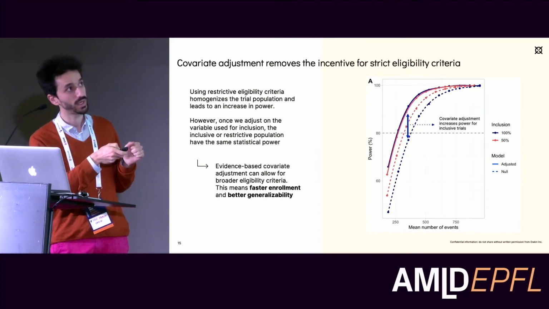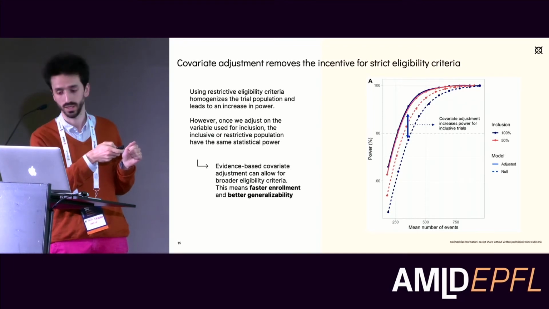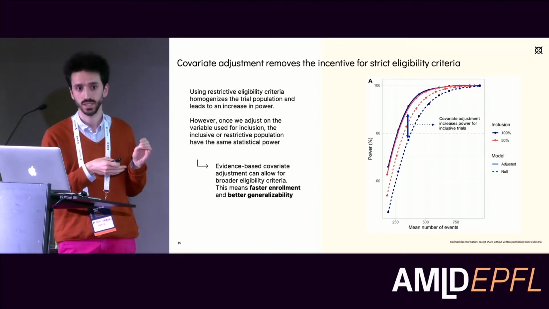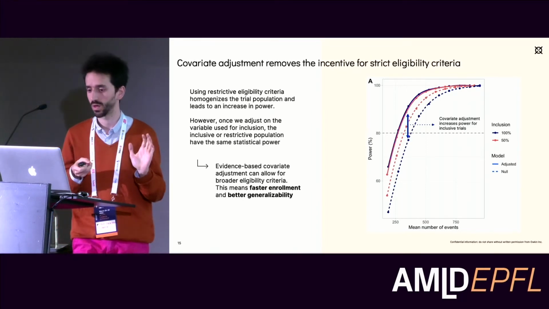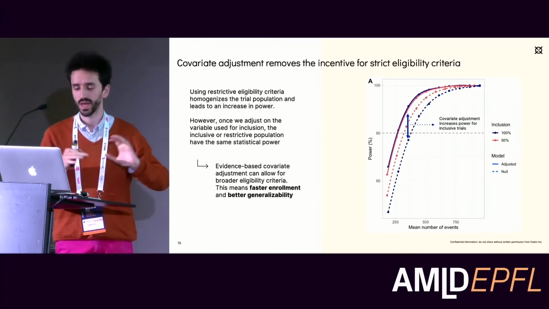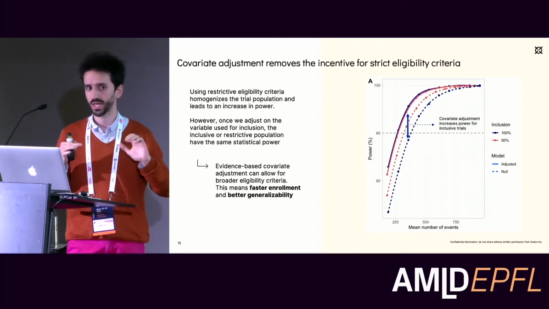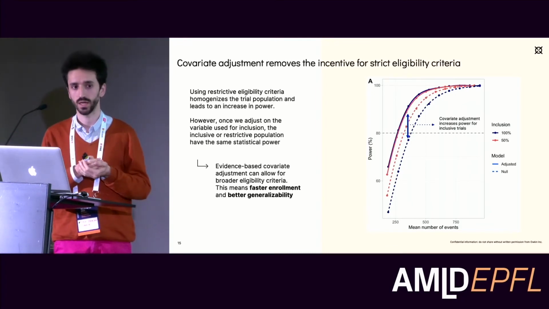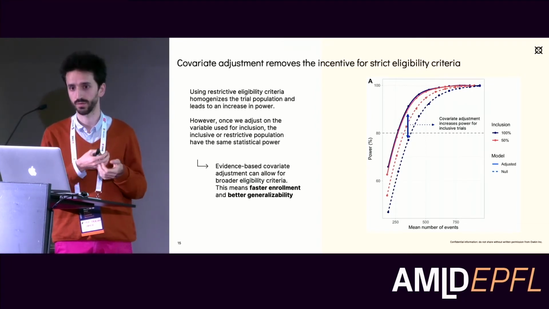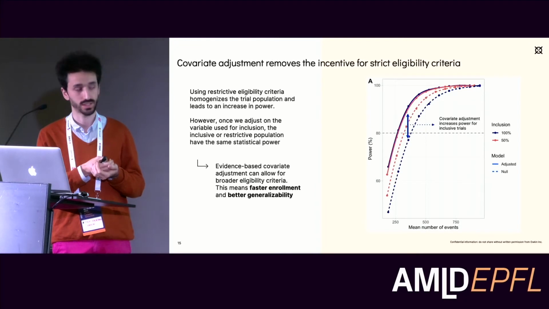But then, if we do a covariate adjustment in either case, we get the same power curve, and that means that if we have broader eligibility criteria, we're going to have more heterogeneity in the trial, but we can remove that heterogeneity analytically by doing covariate adjustment in an optimized way.